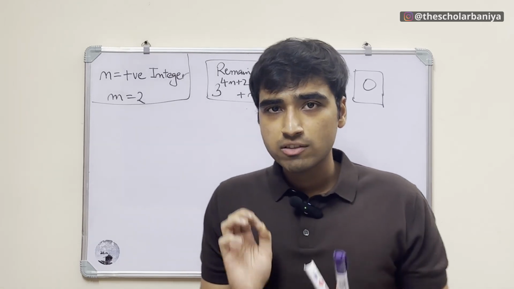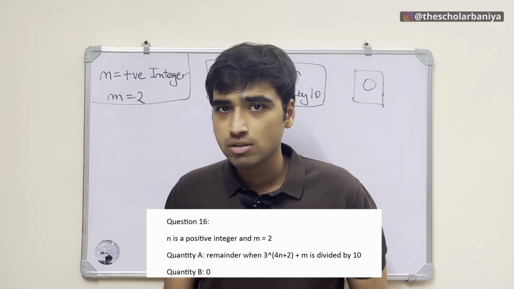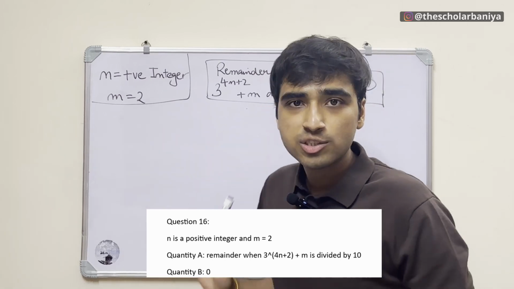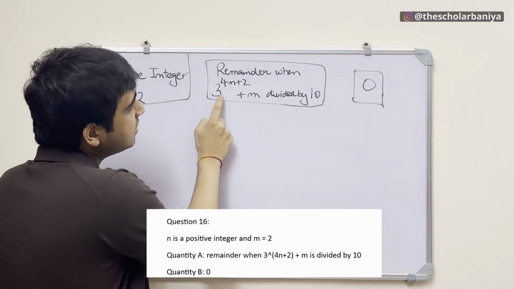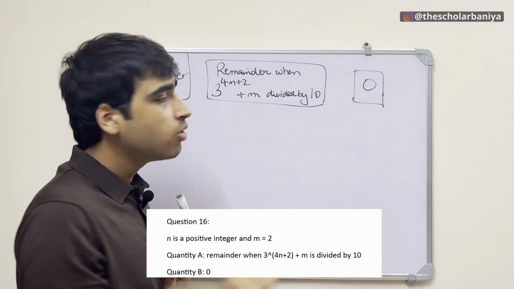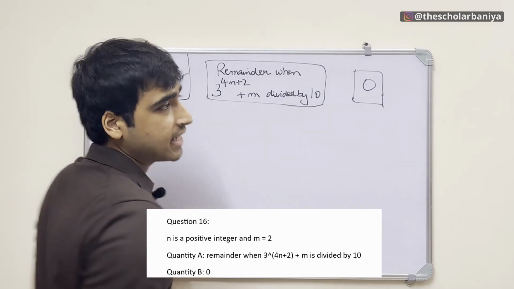So let's move on to the next question, guys. In this question, we are given that n is a positive integer, m is equal to 2, and we have to find the remainder when 3 to the power 4n plus 2 plus m is divided by 10, and we have to compare that with 0.